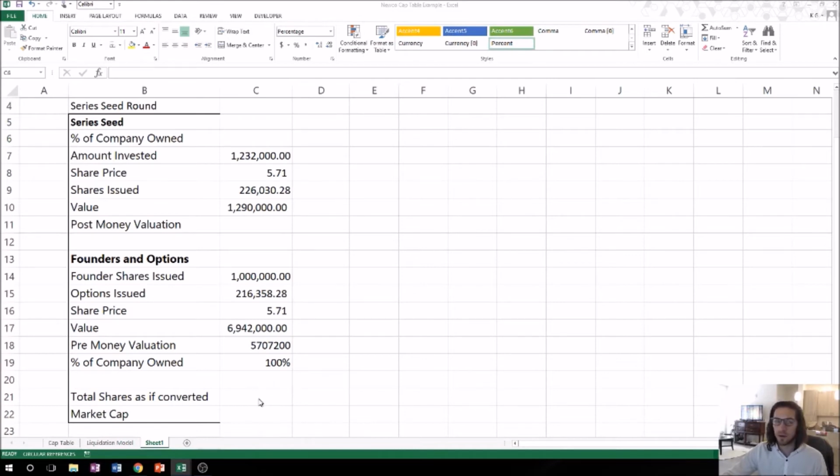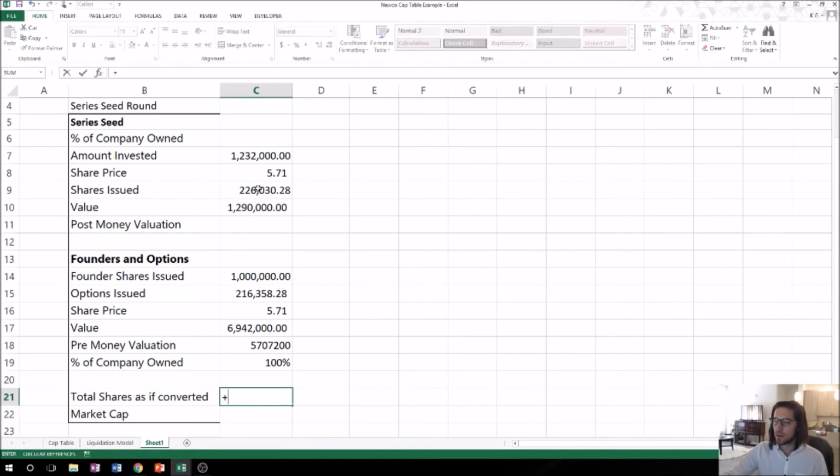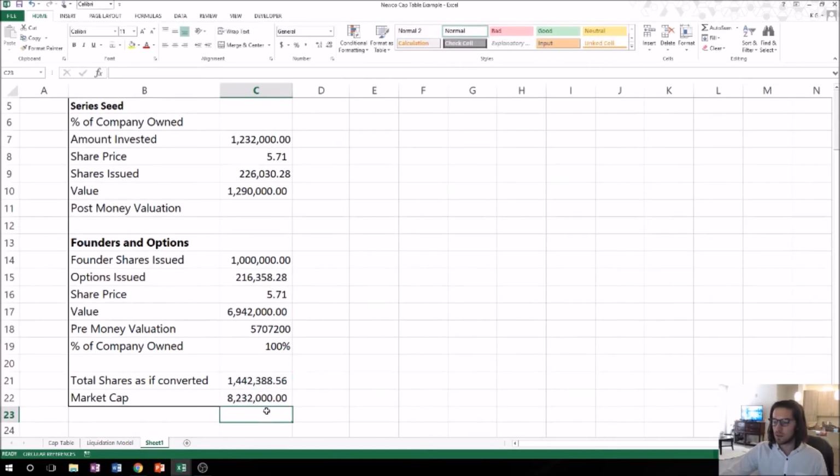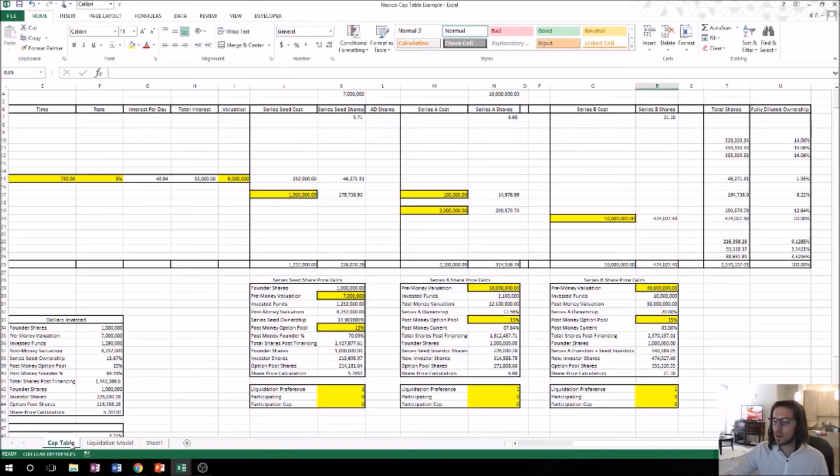And so we want to do total shares as if converted. That's going to be the shares issued to the Series Seed plus the founders shares plus the option shares. And then the market cap is just total shares as if converted times the share price. And if you notice, this 8.232 million is the exact same post-money valuation from the Series Seed round.